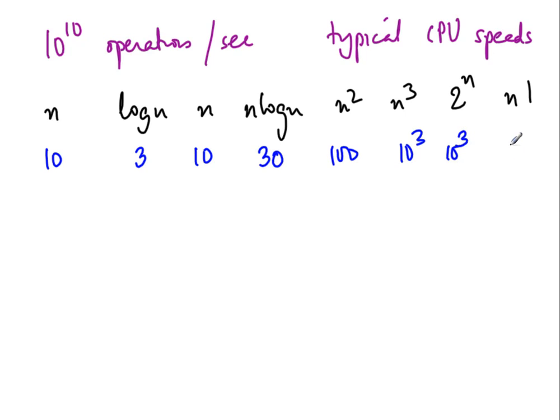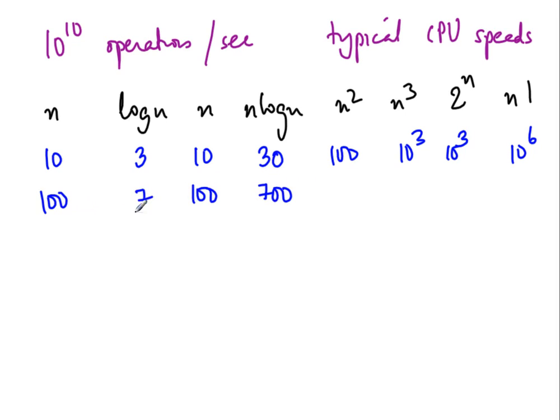And n factorial is something like 10 to the power 6. So now if you go to 100, then this 3 becomes something like 7. This 10 becomes of course 100 because n is 100. Now 100 times log n is about 700, so let's keep it at 700.